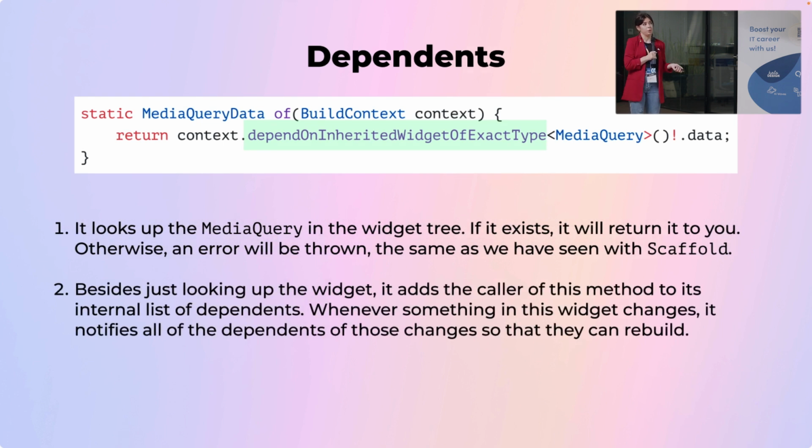We have already seen this. But what is also going on under the hood in this method is that besides just looking up, it adds the caller, like the widget that will call this method, into an internal set of dependents. And whenever something in this inherited widget, in MediaQuery, changes, it notifies all of the dependents of those changes so that they can perform a corresponding action, which is usually rebuild.